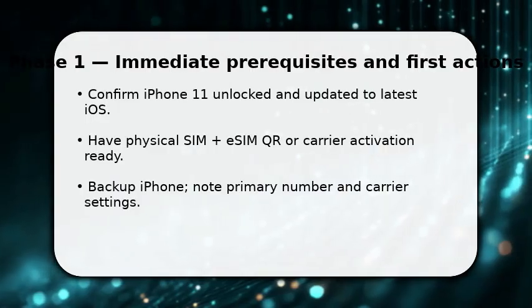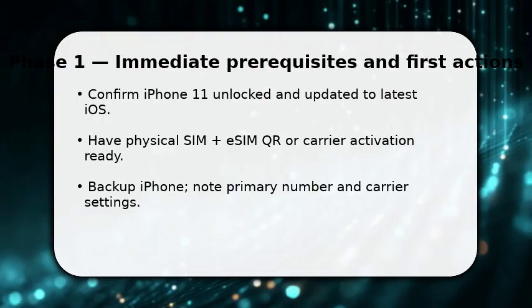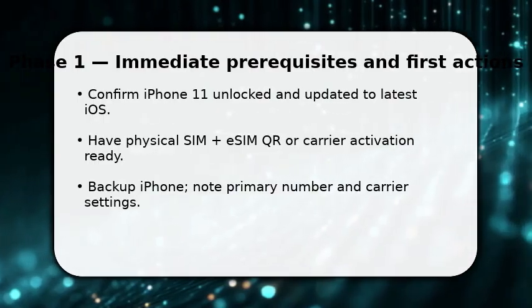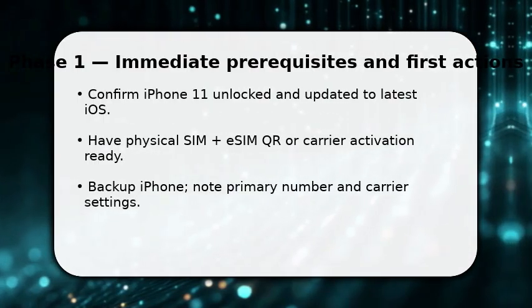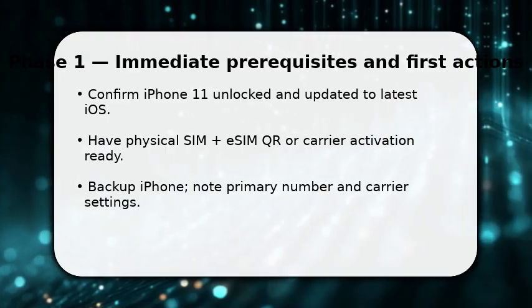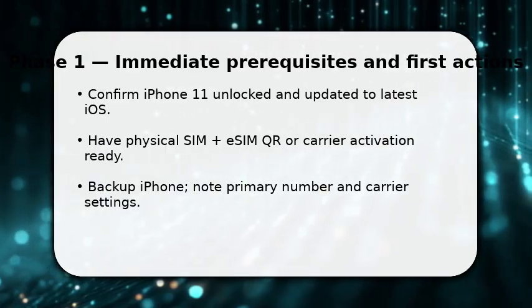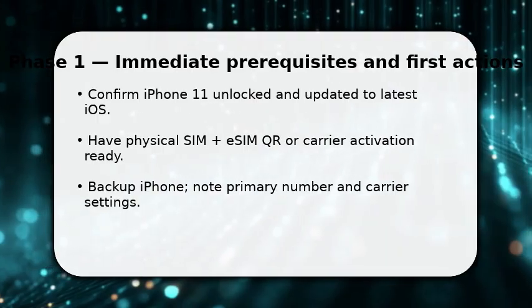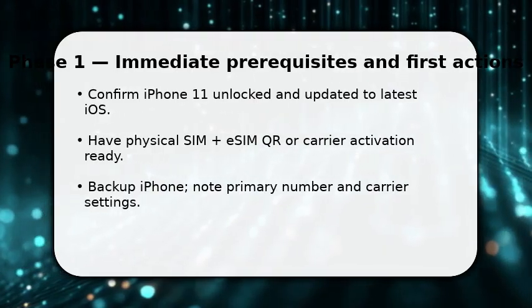You begin by confirming your iPhone 11 is unlocked, updated, and backed up. This prevents surprises. Next, insert the physical SIM into the phone and power it on so the cellular antenna registers. Then, open Settings Cellular to add an eSIM.